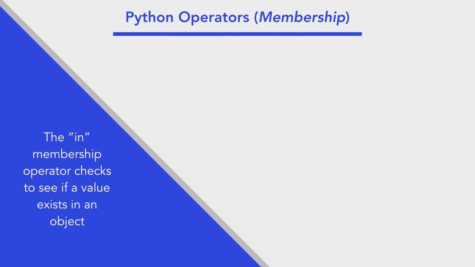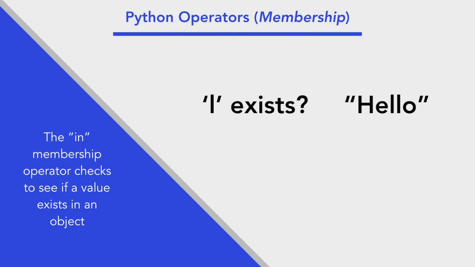For example, I have the string hello and I want to check if the letter L exists. Well, by using the in operator, all I would have to do is call the letter I want to check, which is L in this case, and check to see if it exists in the string hello, which it does. So that is how the in operator is used.